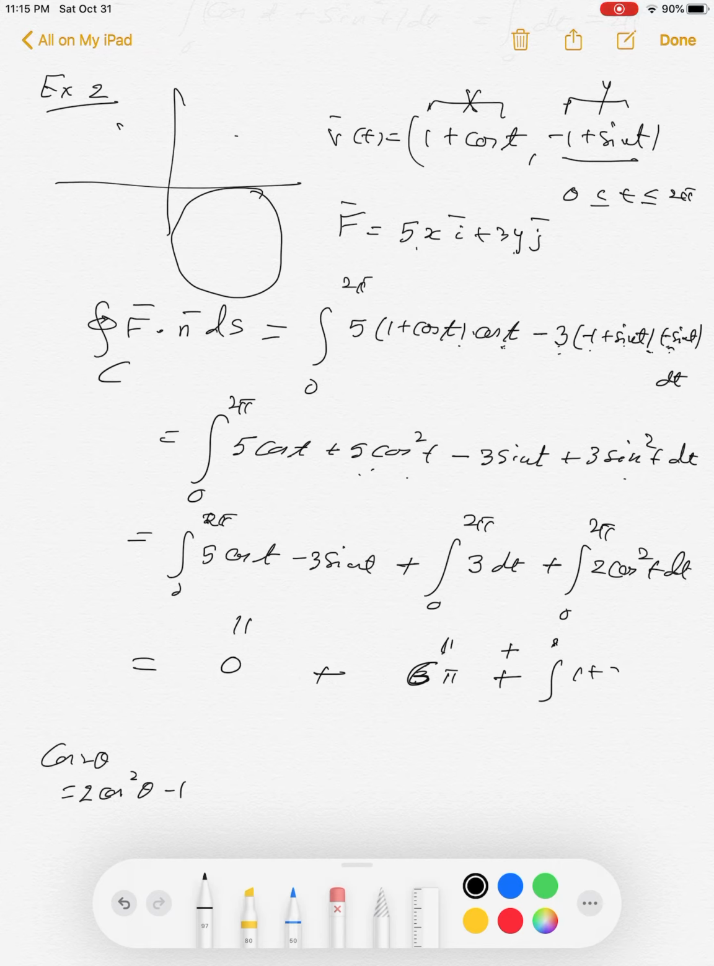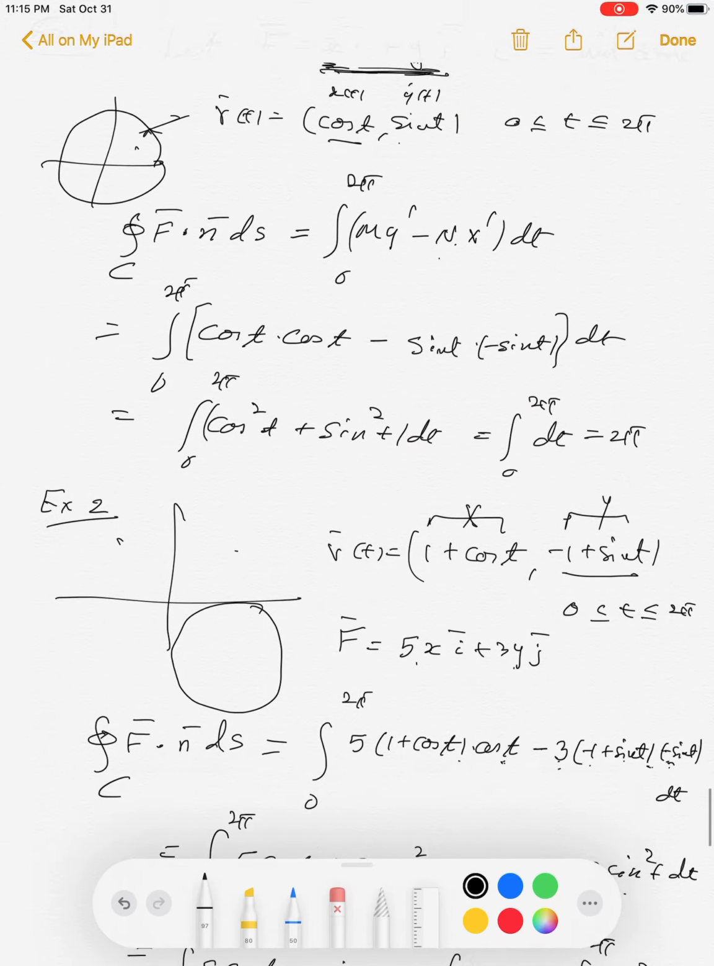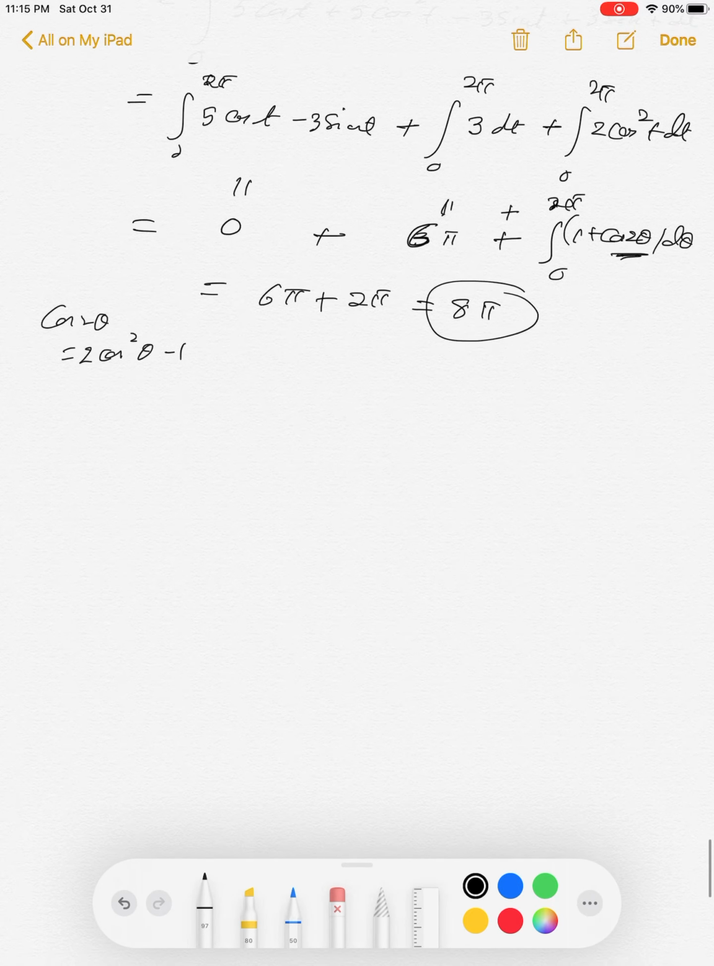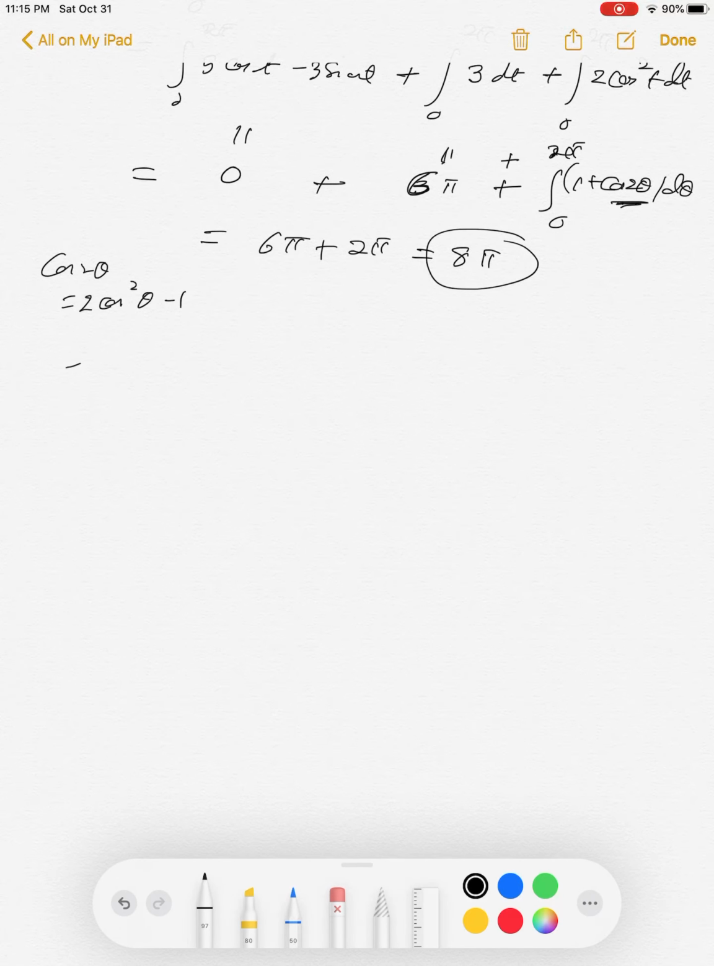And then you will have, remember, cos 2 theta is equal to 2 cos square theta minus 1. So 2 cos square theta is 1 plus cos 2 theta d theta between 0 to 2 pi. So this is going to be 6 pi plus 2 pi, because the integral of cosine 2 theta will be 0. So the answer will be 8 pi. So you need to practice with evaluating the flux integrals. I did 2 examples. Now I want to mention the second form of Green's theorem.